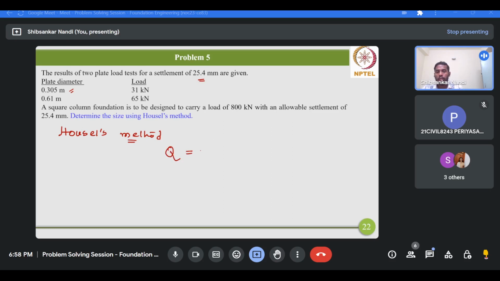that can be sustained by a plate of any diameter or any cross section. It may be square, it may be circular. Okay, so it would be Q = M P plus N A. Now here this M and N, these are two constants, arbitrary constants.